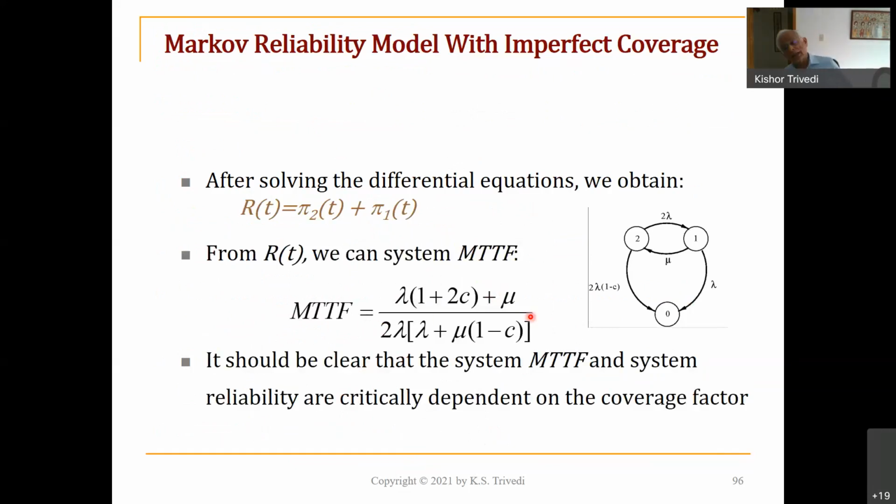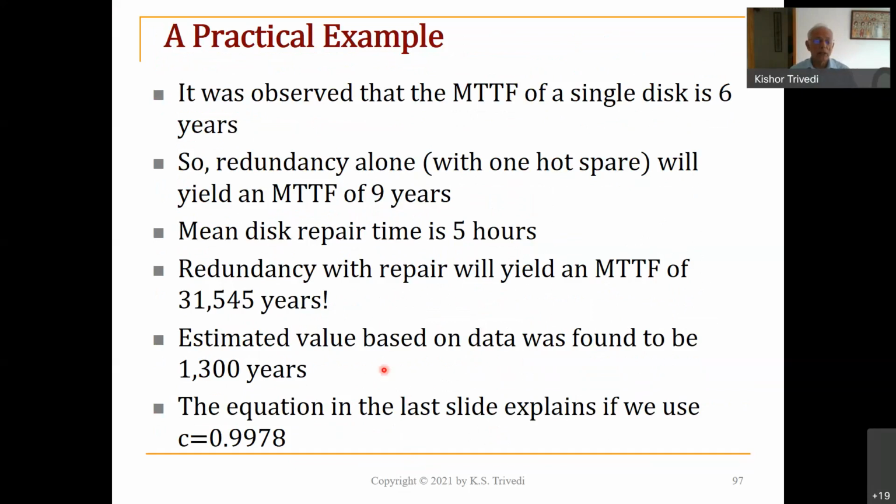And now I can explain what happened in that particular data. If I have the coverage probability very high, 0.9978, it brings down the mean time to failure to 1,300 years. So what I'm trying to say is that real life data can be validated against models, if your models are powerful enough. Many people in practice don't know the notion of imperfect coverage in detail. It can be reflected with Markov chains, unfortunately they use useless models, and their models cannot be validated then.